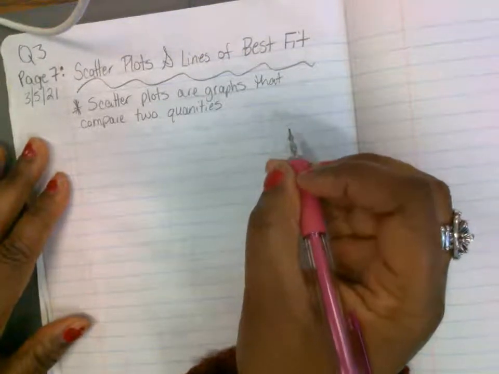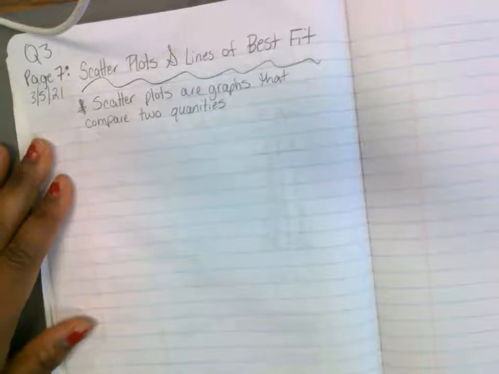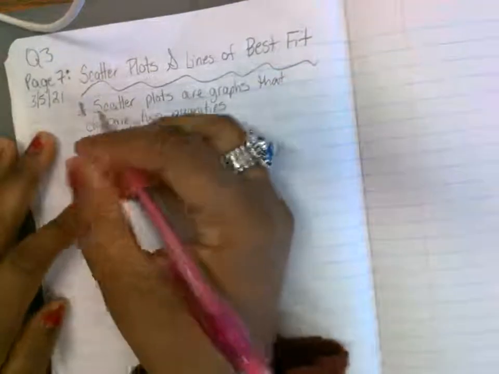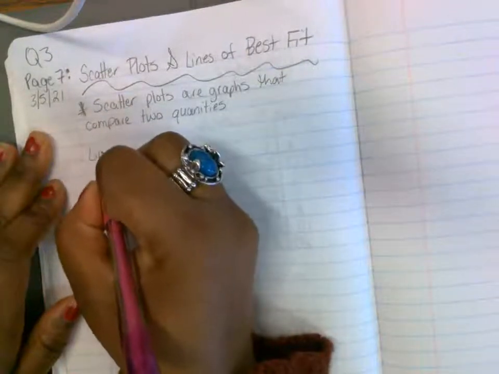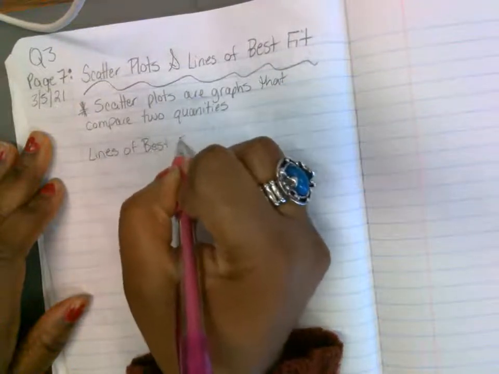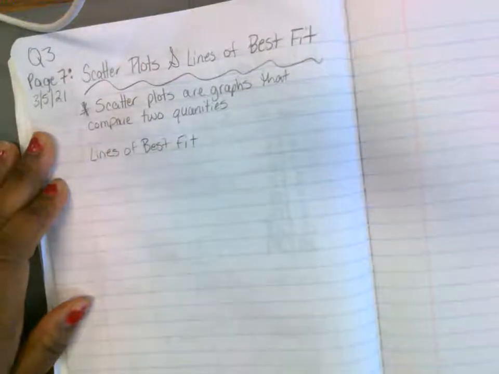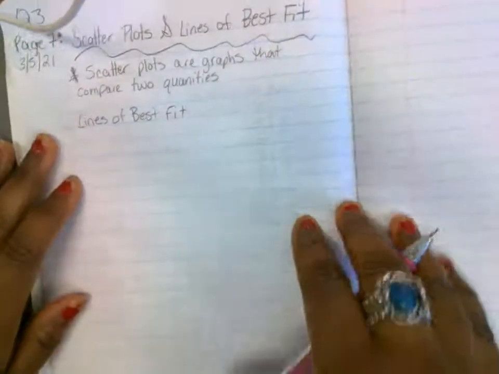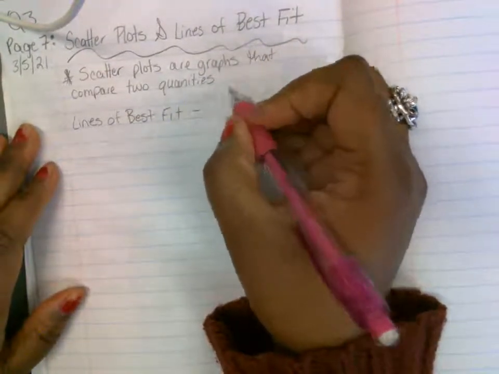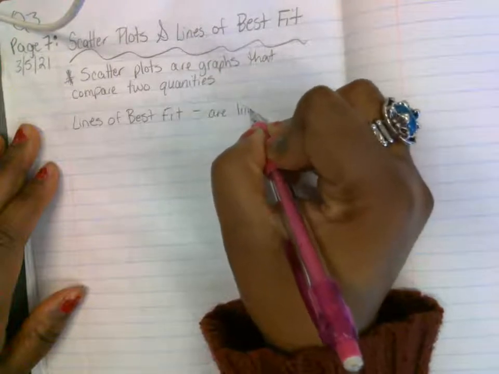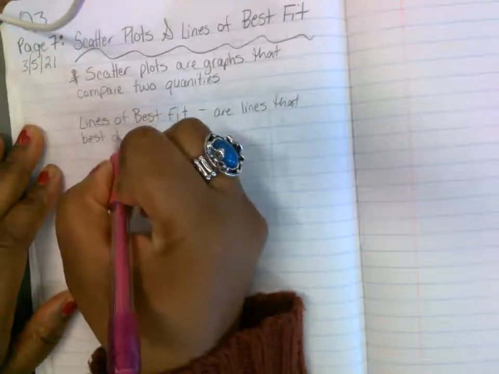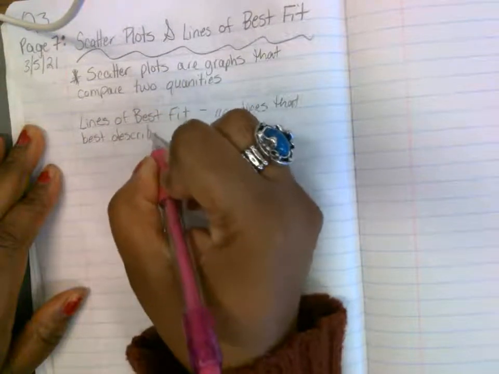All right, so now, still writing, so I'll pause for a second, okay? Okay, so now we're going to talk about lines of best fit and what they are. A line of best fit or a best fit line, sometimes you'll see best fit line, are lines that best describe the scatter plot.